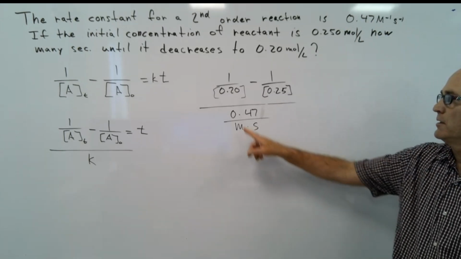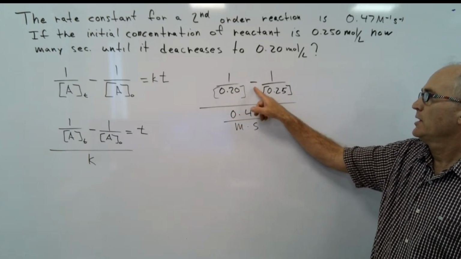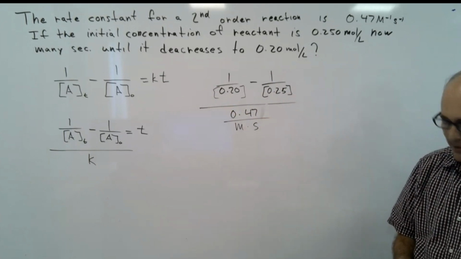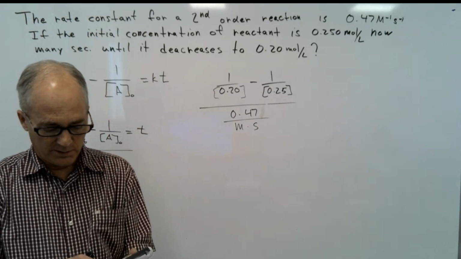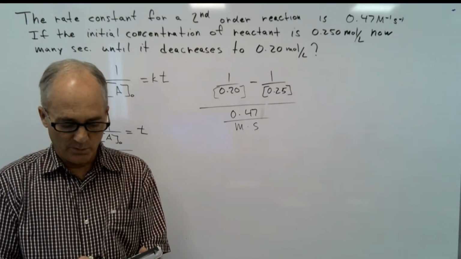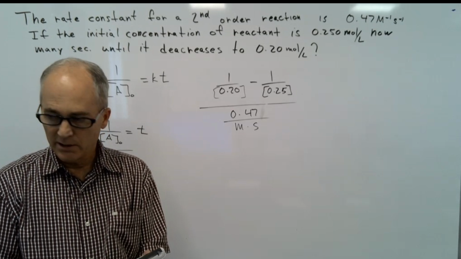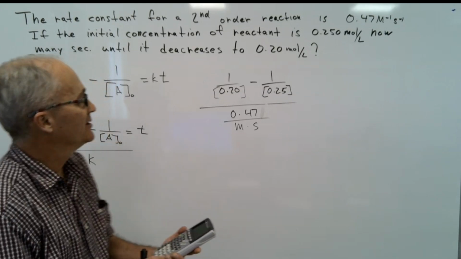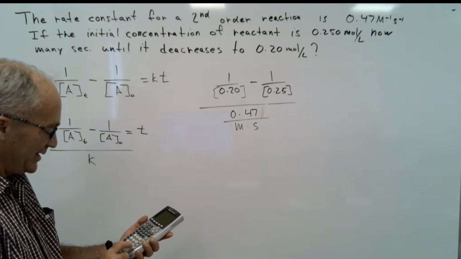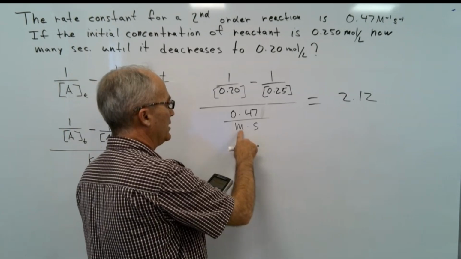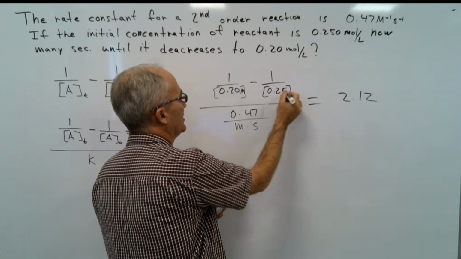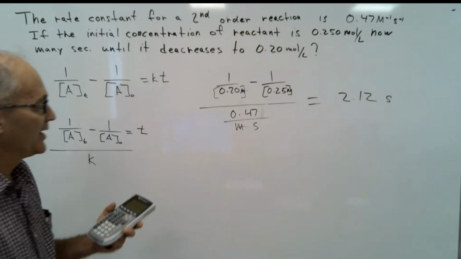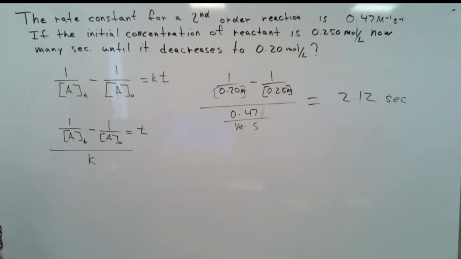So on my calculator, I'm going to go 1 divided by this minus 1 divided by that, and then I'm going to hit enter to keep this all together. I'm going to divide by that number there. So here goes. 1 divided by 0.2 minus 1 divided by 0.25. Then I hit enter. That's interesting. They come out to 1. Divided by 0.47. And this M is really going to cancel with the M's in there, and that's going to leave me with seconds. 2.5 seconds. Any questions on that?